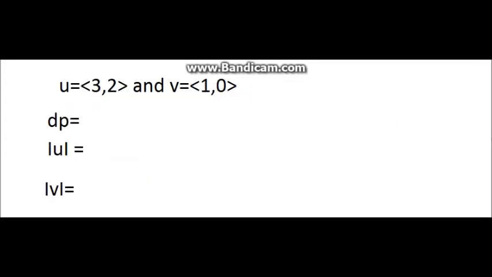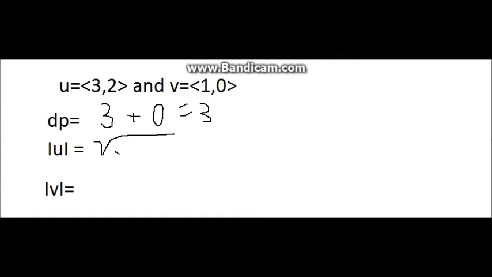Okay, let's put the formula to the test here. We have u equals (3, 2), and v equals (1, 0). We start by finding the dot product. So we do 3 times 1 is 3, plus 2 times 0 is 0, and that equals 3.